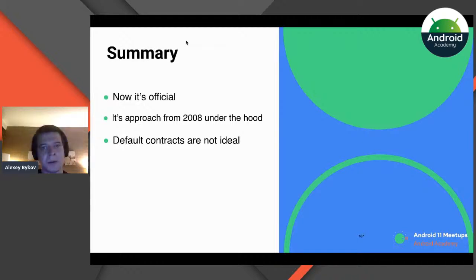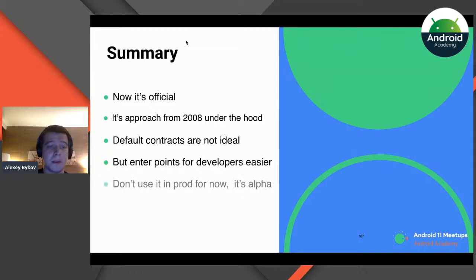by Google are not ideal, unfortunately. But anyway, the API for developers becomes easier, and it's for sure better than it was before, and that is very cool. And yeah, guys, don't use it in prod for now because it is alpha and the API can be changed.